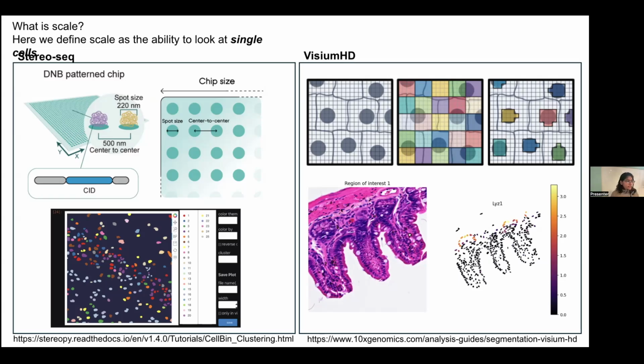In this case, both Stereo-seq and Visium HD have provided code where you can do your segmentation, but the segmentation is not accurate, as you can see. They use the nucleus as the anchor point, and then the cell area is estimated.